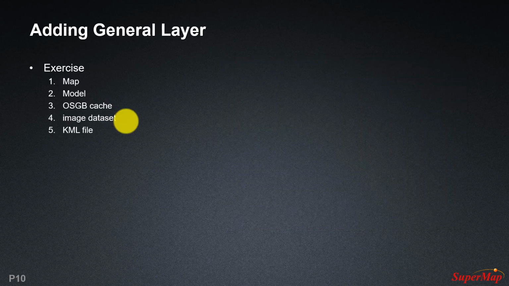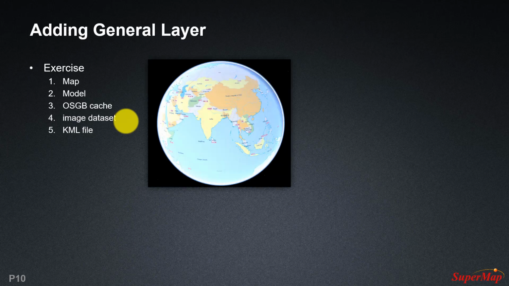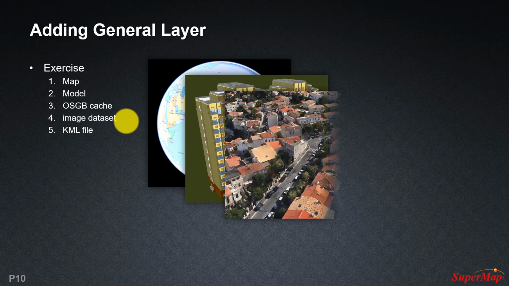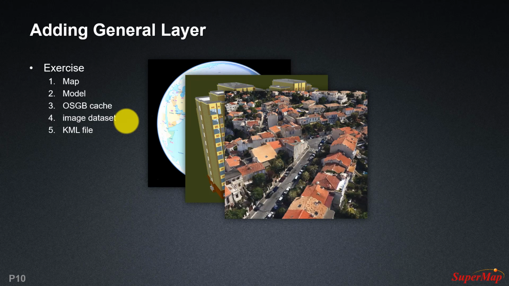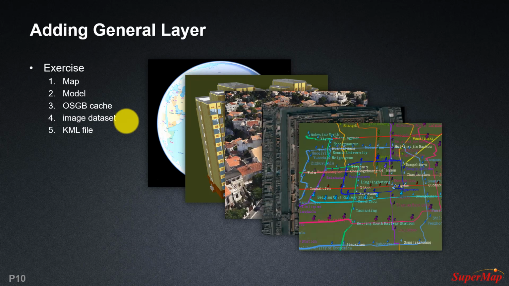Now we're going to talk about adding a general layer. We're going to start with the map layer again, as we saw earlier, and how to add the map layer into it. We're going to redo this so that you can practice it. Then we're going to talk about opening a model, which is a BIM file. Next, we're going to talk about an OSGB cache and what it does. We will talk about an image data set. And finally, we will talk about a KML file and what its purpose is.